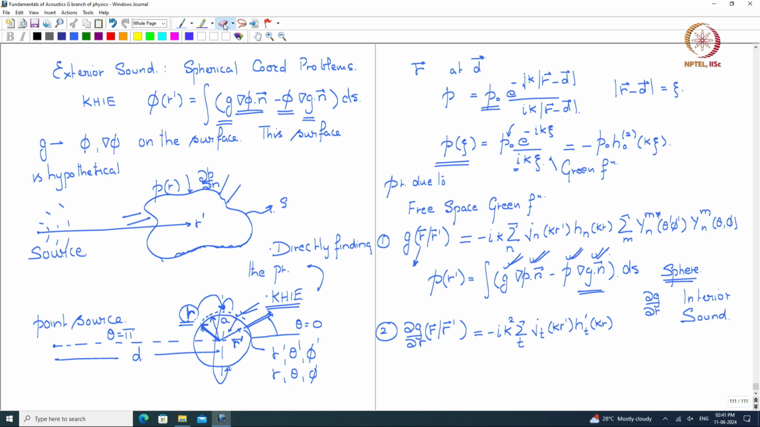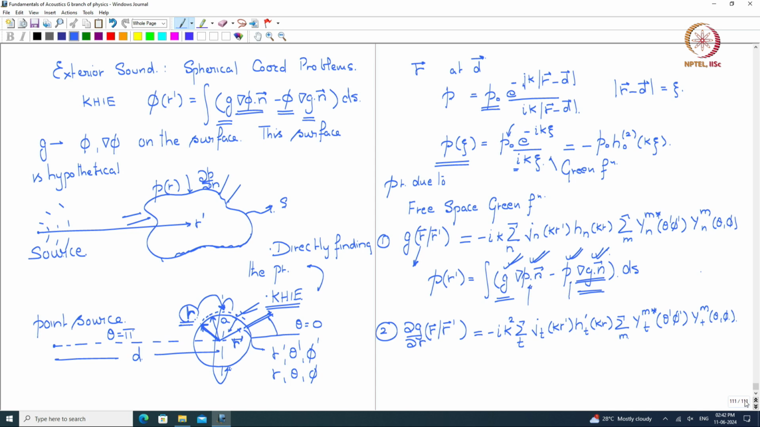then this double sum. Here I will keep m because very soon it will become spherically symmetric. So Y m conjugate t theta dash phi dash Y m t theta comma phi. Okay. So we have g information, we have del g dot n information, we need del p dot n and p information.